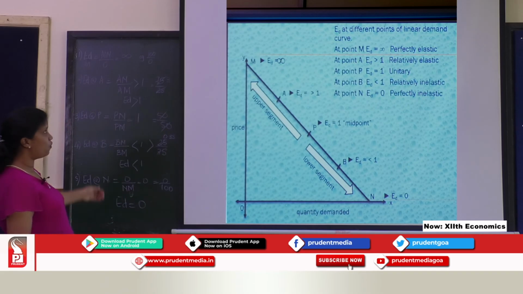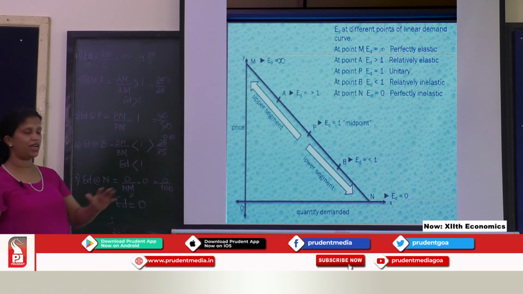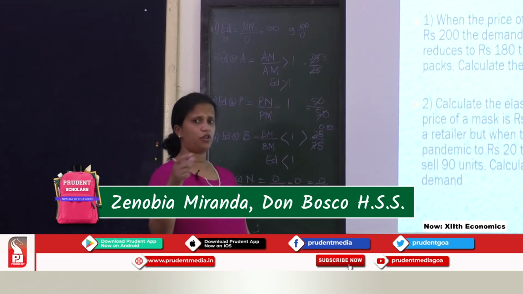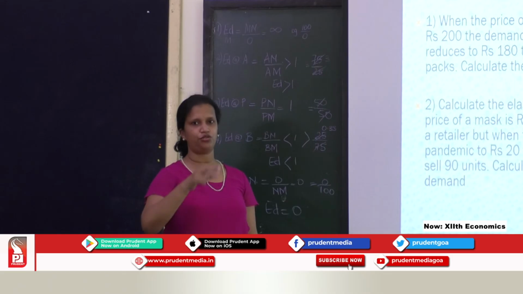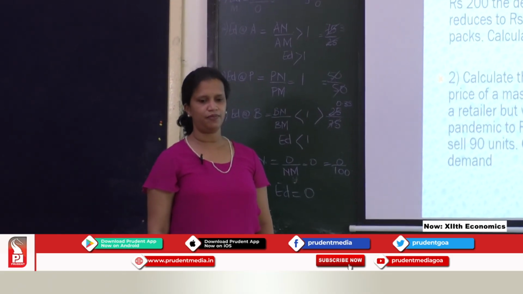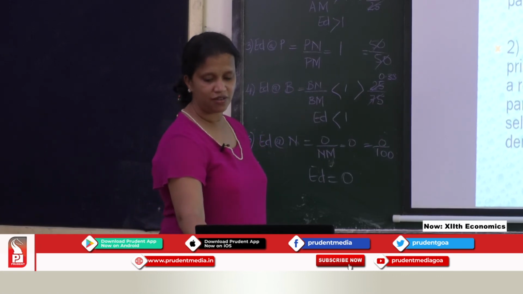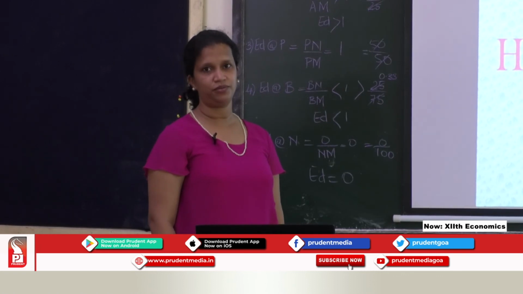And we have proved why it is infinite, why it is 0, why it is greater than 1, why it is 1 or why it is less than 1 at every point on a demand curve. So with this, we finish the geometric method and all the subtopics related to price elasticity of demand. These are 2 problems for you all to solve with elasticity of demand. They are simple. You can take them down and complete them at your own time. Thank you, students, and happy learning to all of you.